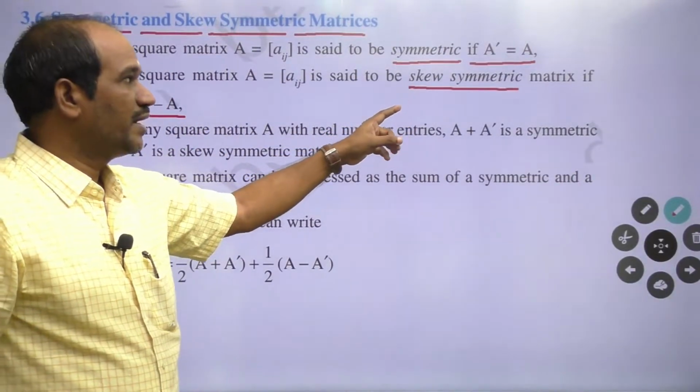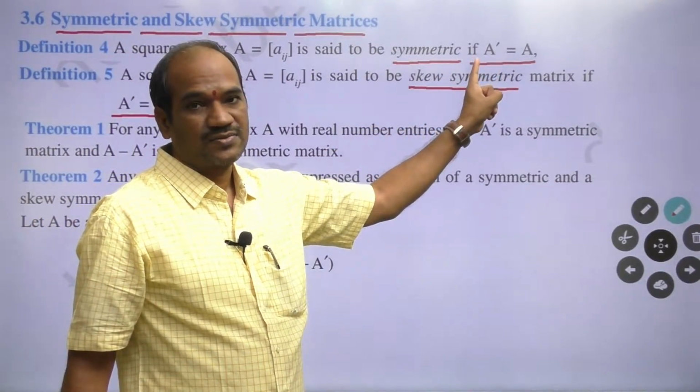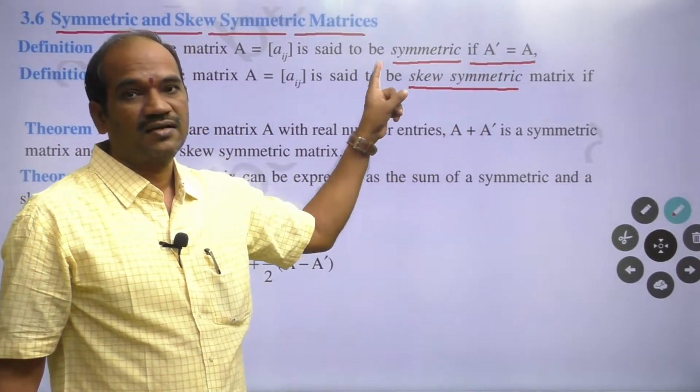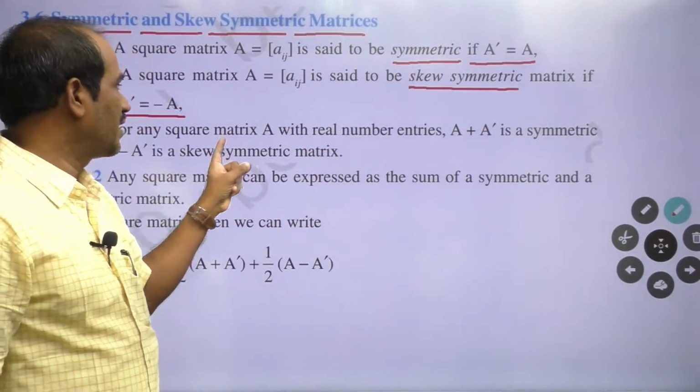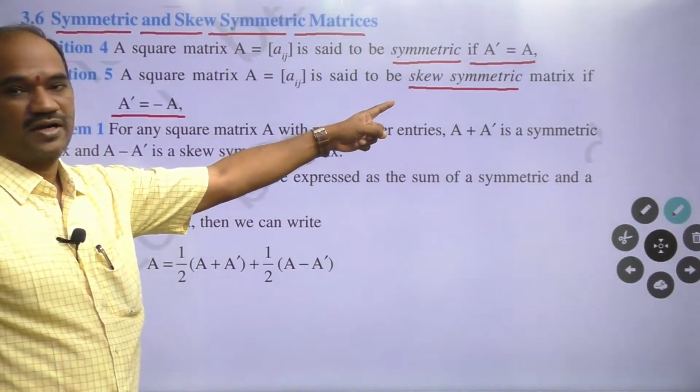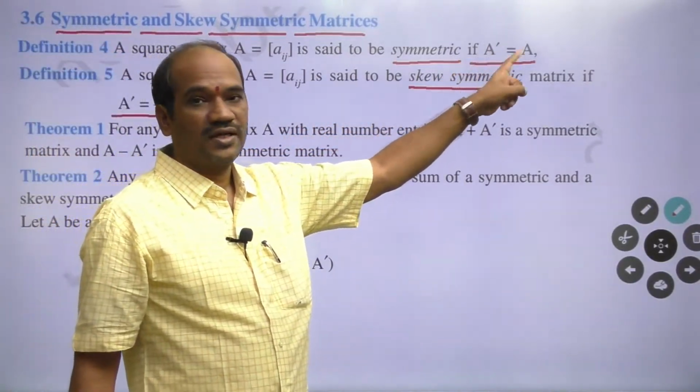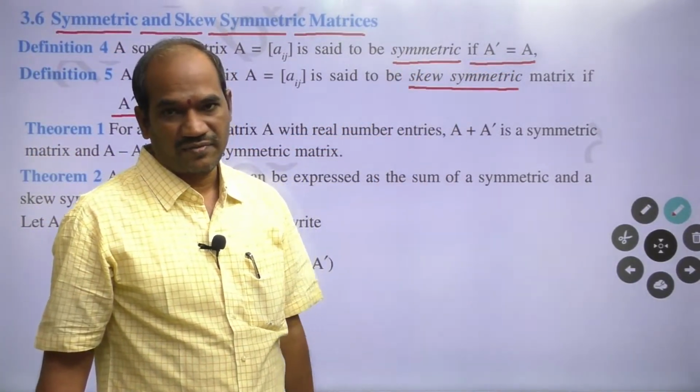If A transpose is equal to A, the matrix A is called a symmetric matrix. If A transpose is equal to minus A, it is a skew symmetric matrix. This is the definition.